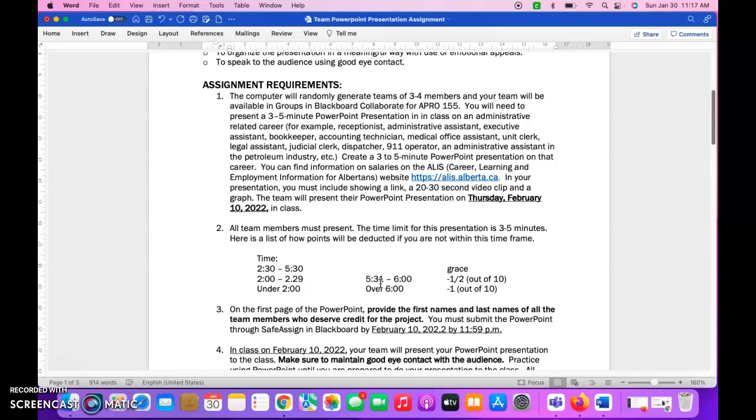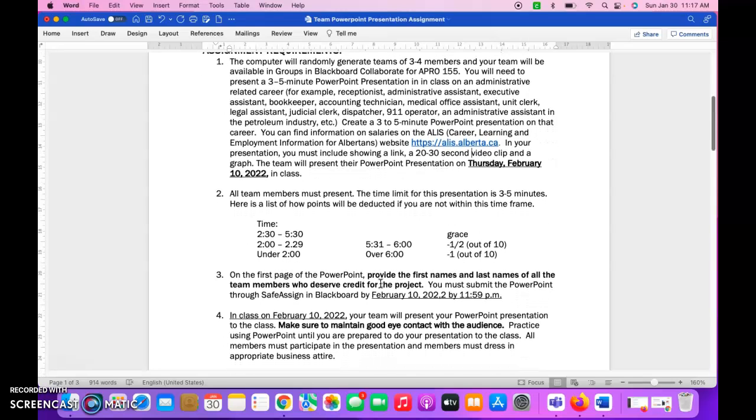But if you're below by a minute, between 2 minutes and 2:29, or above by a minute, between 5:30 and 6 minutes, you're going to lose half a point out of 10. And if you're even shorter or longer, under 2 minutes or over 6 minutes, you're losing a full point out of 10. So being mindful and practicing your PowerPoint presentation together is important to make sure that your time is within that 3 to 5 minute range.